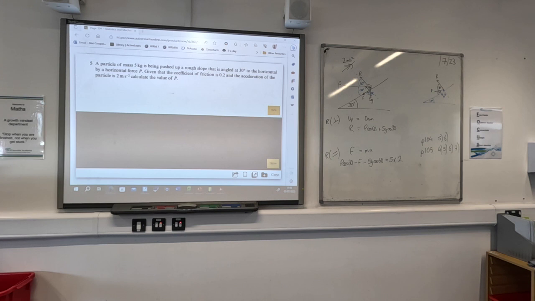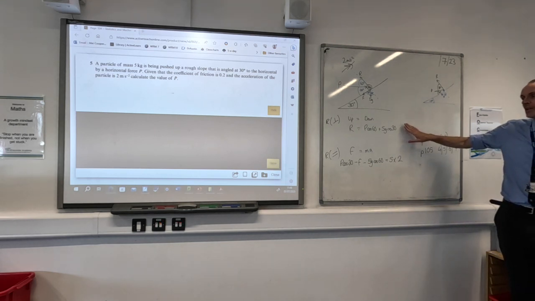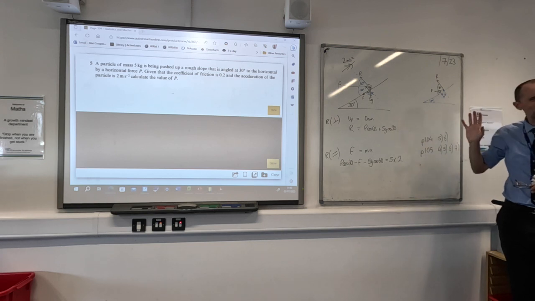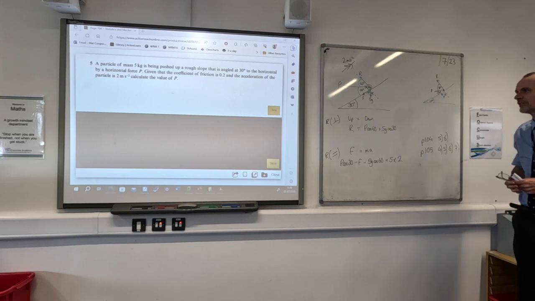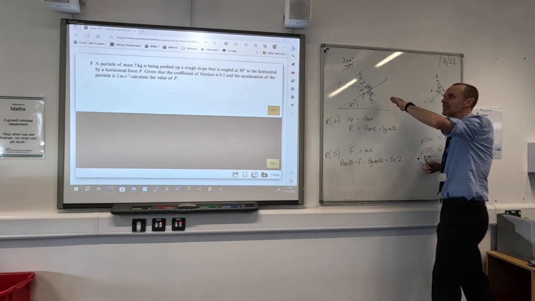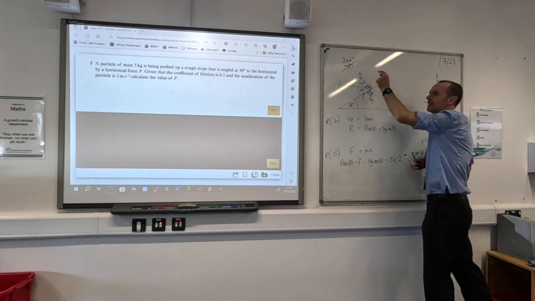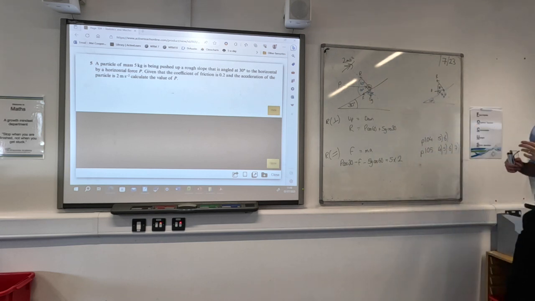So with number 5, we're going up the slope this time. So I've resolved perpendicular first, and you've got to be clear in your mind about the effect these forces are having. If I'm moving in this direction here, there's only one force pushing up, and that's the reaction force, but there are now 2 forces pulling it down into the slope.